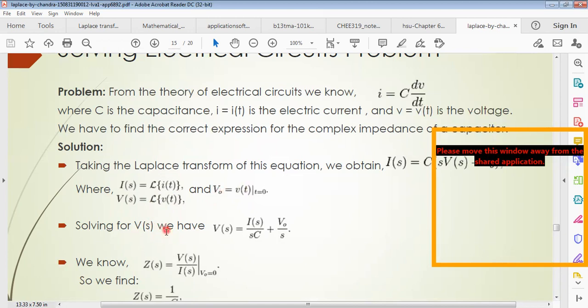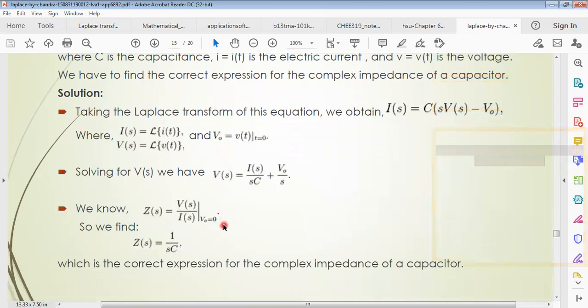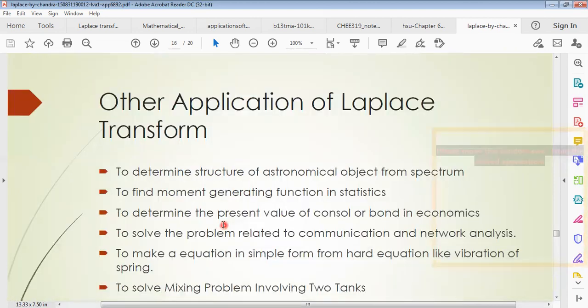Now solving for V(s), we have V(s) equals I(s) by Cs plus V naught by s. After solving, we get this from these two. So we'll discuss how to solve electric circuit problems.